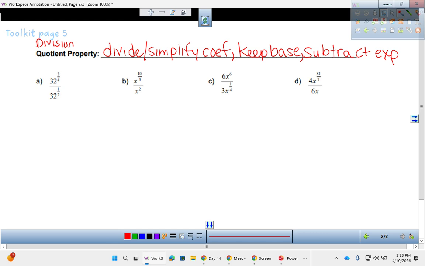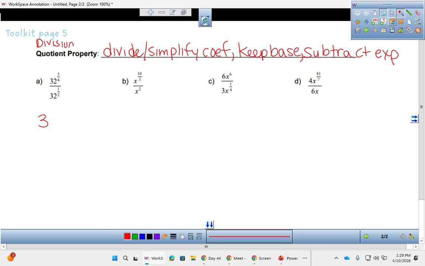Do not do 32 divided by 32, okay? Because this 32 has an exponent on it, now it's called a base. So it's not a coefficient, it's a base. We keep the base the same. The 32 is going to stay a 32, all right? Keep the base the same.